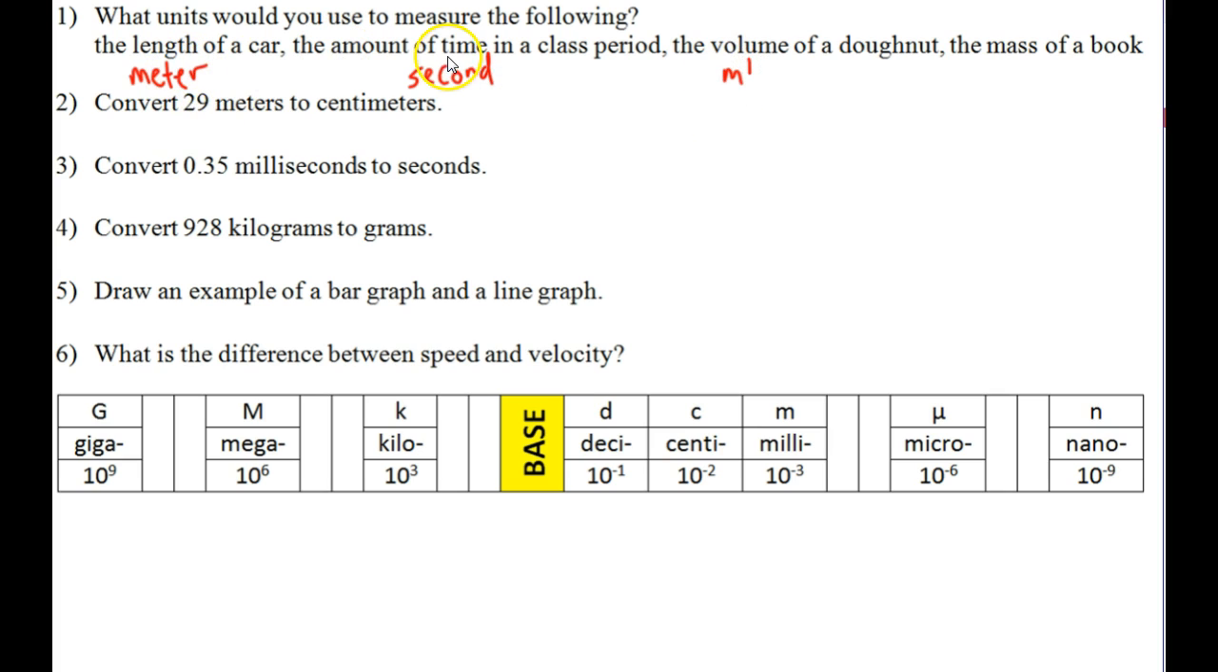Length of a car, meter. Amount of time in a class period, seconds. Volume of a donut, milliliters or liters. And the mass of a book would be grams or kilograms.